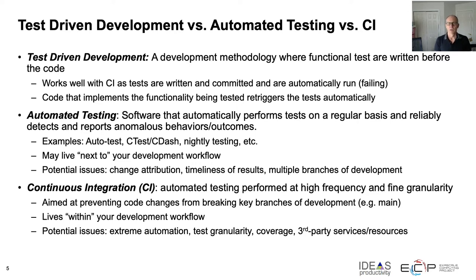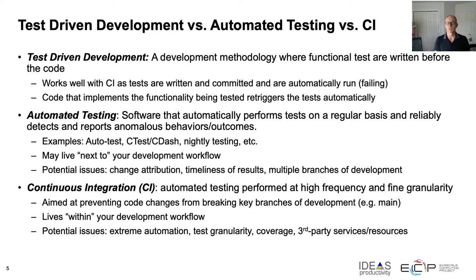Automated testing is something that a lot of projects use. This automated testing is essentially where you're running tests on a regular basis in order to detect anomalous behaviors or incorrect results and so forth. Typically, automated testing happens on a larger, longer time scale, usually nightly, and then the results of those tests are reported using some kind of monitoring system. And that's not normally part of your development workflow.